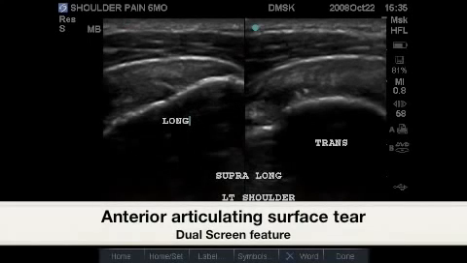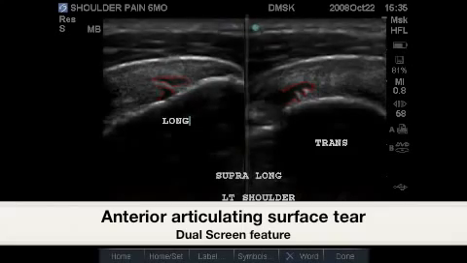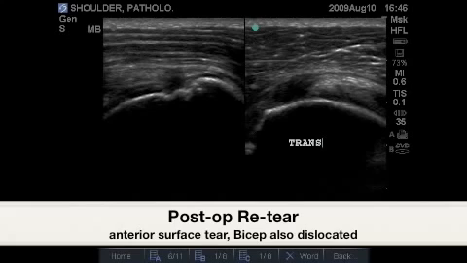Here we have anterior articular surface tearing demonstrating volume loss as hypoechoic absence of tendon fibers. Here we have postoperative re-tear of the anterior supraspinatus tendon.